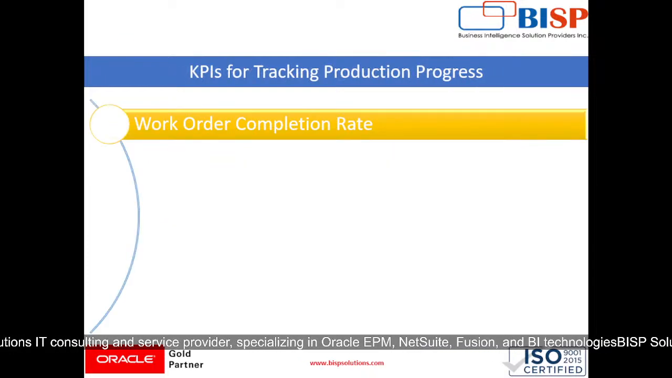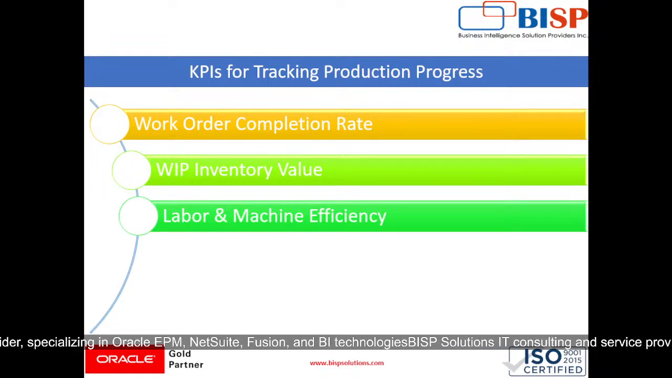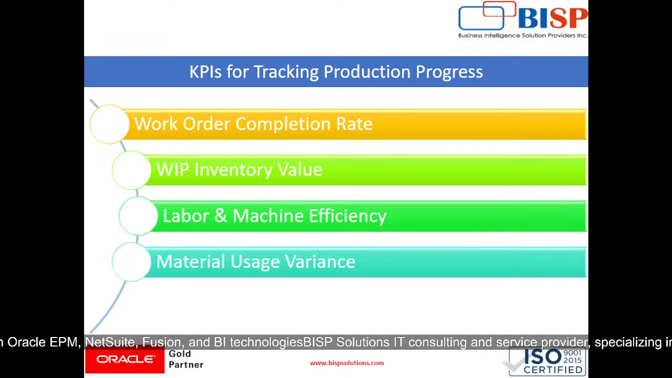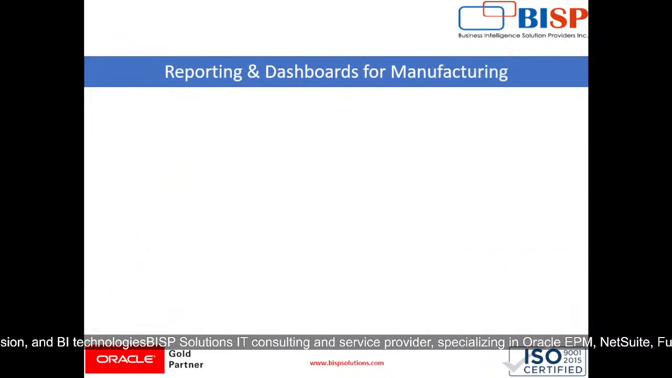KPIs for tracking production progress: work order completion rate is there, then WIP inventory value is there, labor and machine efficiency is given there, and material usage variance is also provided there, and production cycle time is also given in the KPIs for tracking.